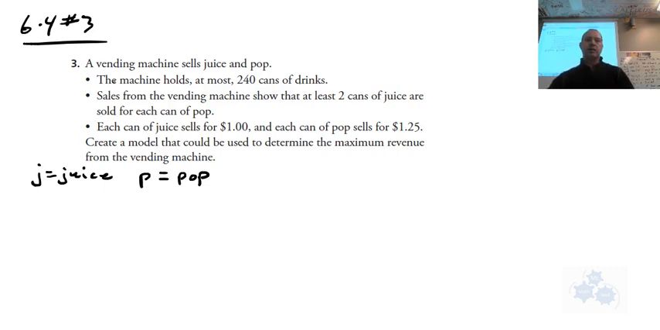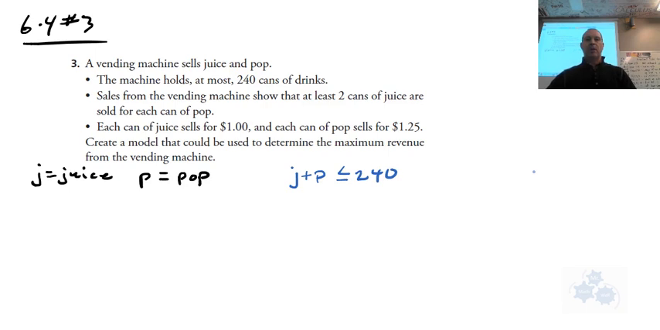Okay, what's the first one say? It says the machine holds at most 240 cans of drinks. At most 240 cans. So we've got juice and pop making up all of the cans, and we can't have any more than 240. What would be our first constraint here in this problem? Less than or equal to 240. J plus P is less than or equal to 240. Perfect. Okay, that's the first one.